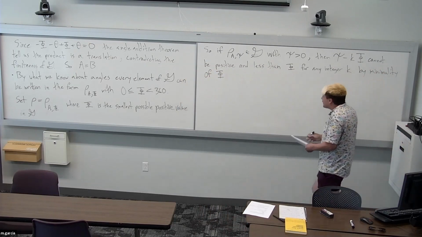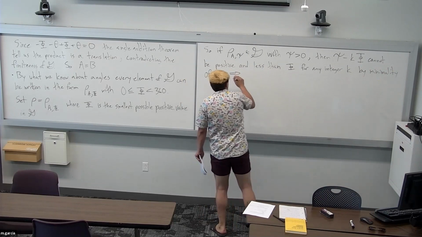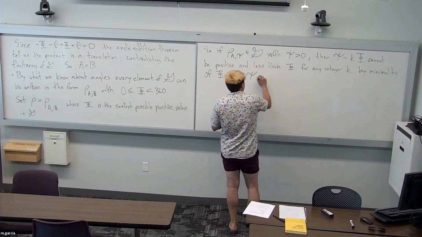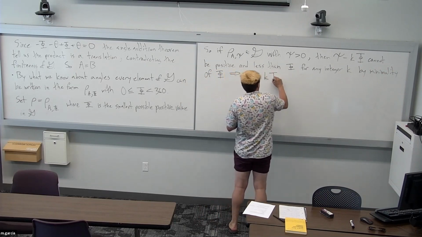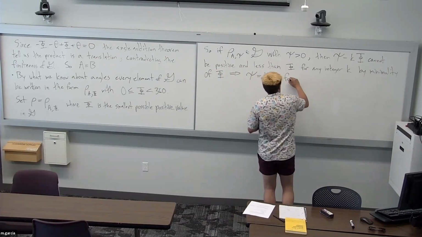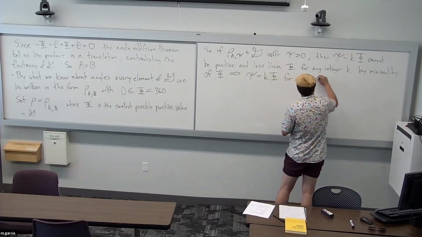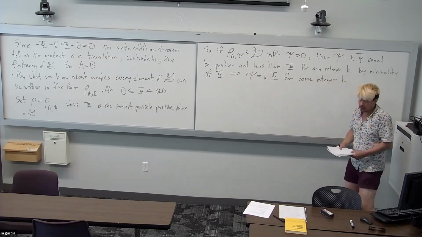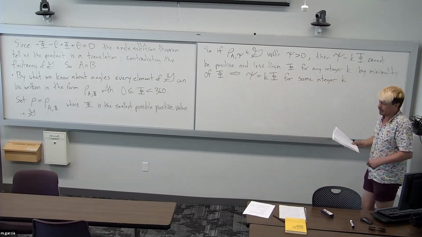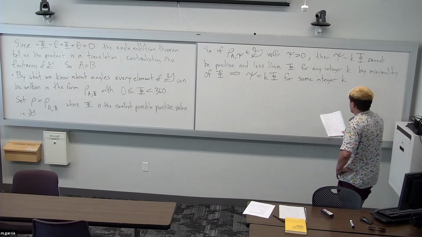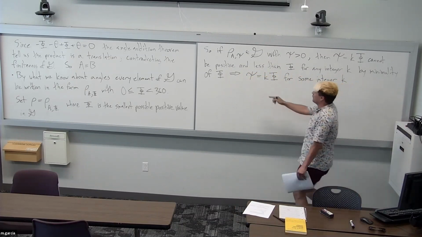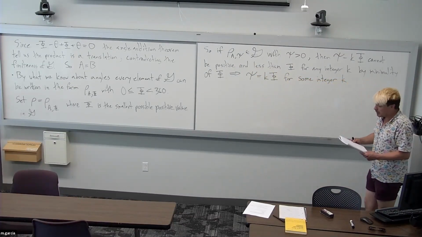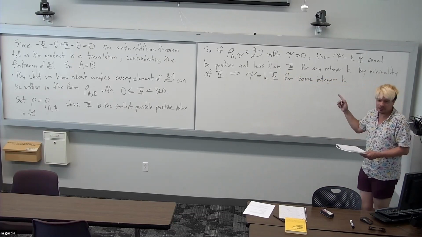So what this implies is that we can write psi equal to k times phi for some integer k. If it's in the group, which we assume. Yes, that is a crucial assumption.